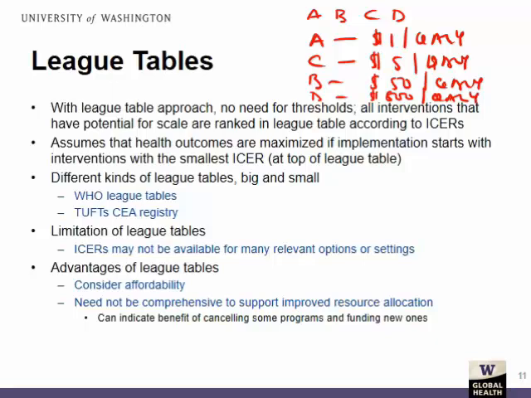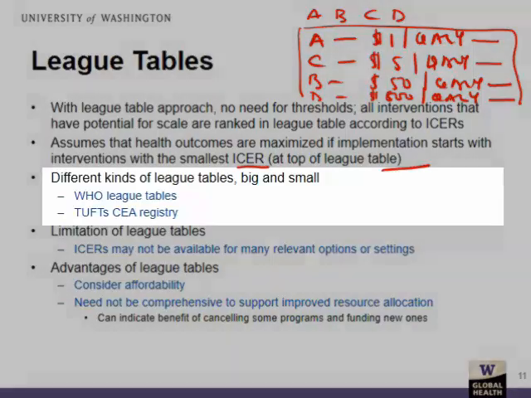Forgive my handwriting. So if you list them, then it means that you begin by essentially adopting intervention A. If you still have a budget, you go to intervention C. If your budget holds, you go to intervention B. And if your budget still holds, then you go to intervention D and implement it until your budget has been exhausted. Now it assumes that health outcomes are maximized if you start with interventions with a small ISA, which is the top of the league table. Essentially, this would be the league table.